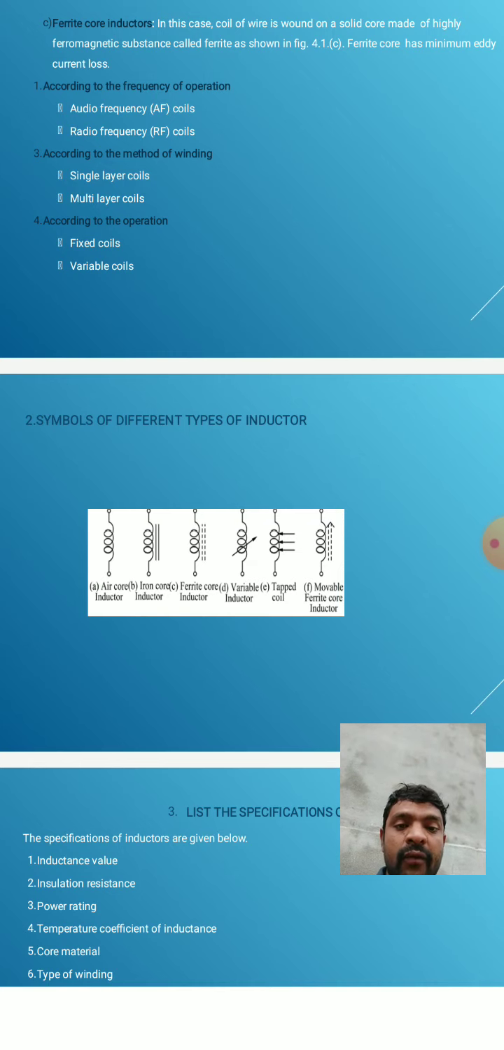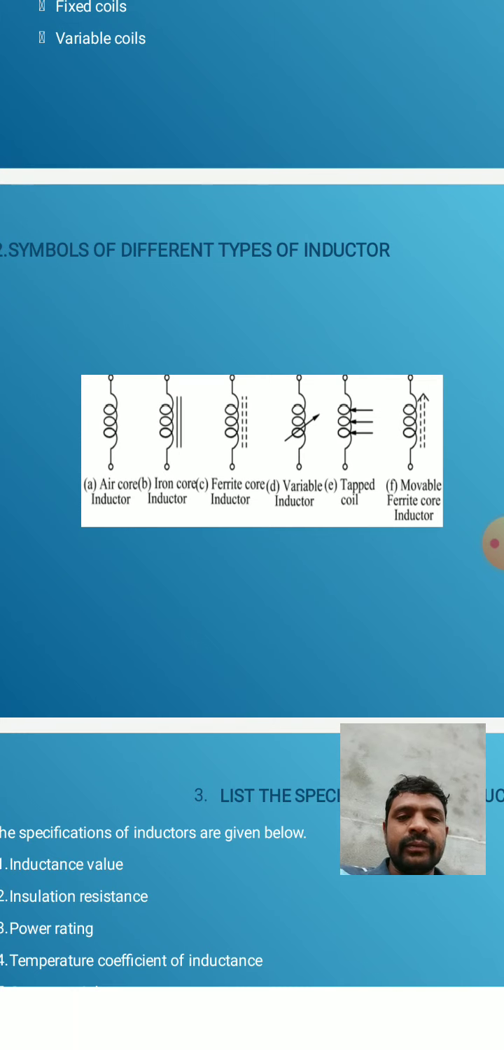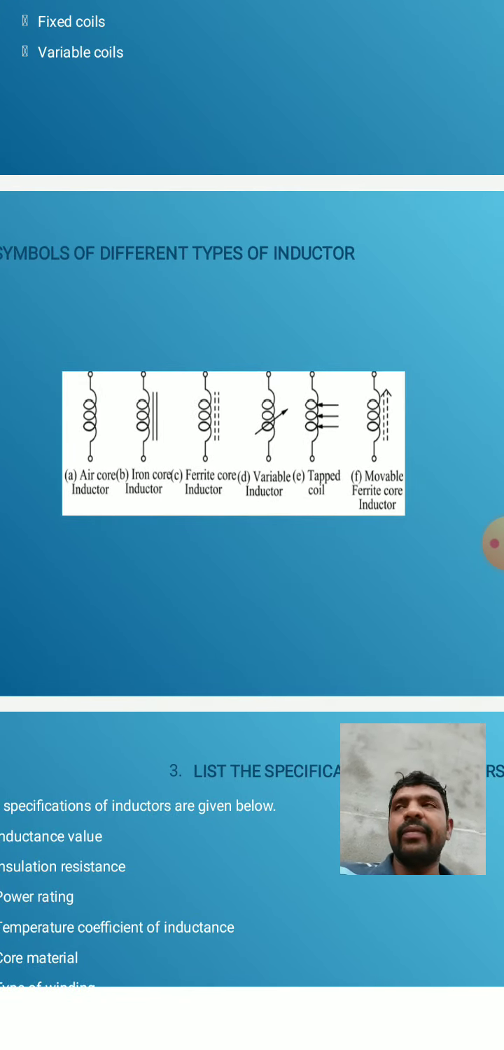Already explained. Variable inductors: this arrow indicates variable inductors, meaning the inductor value is varied. Next one we indicate tapped coil inductors, with three arrows indicating towards the inductor, and movable ferrite core inductors. So there are variable inductors which are made with ferrite material. These are the different types of inductor symbols.